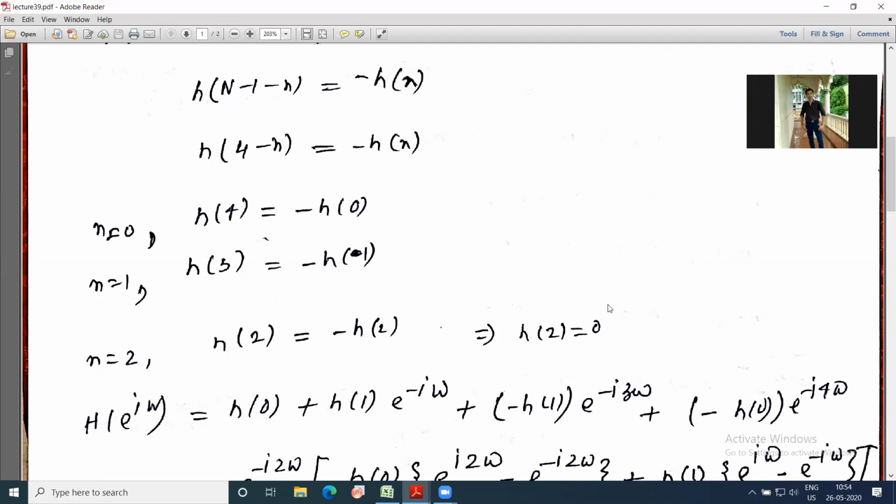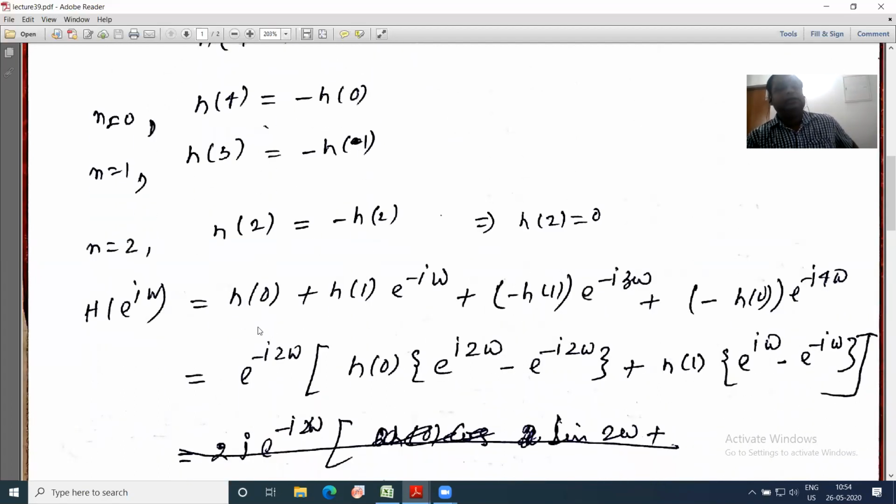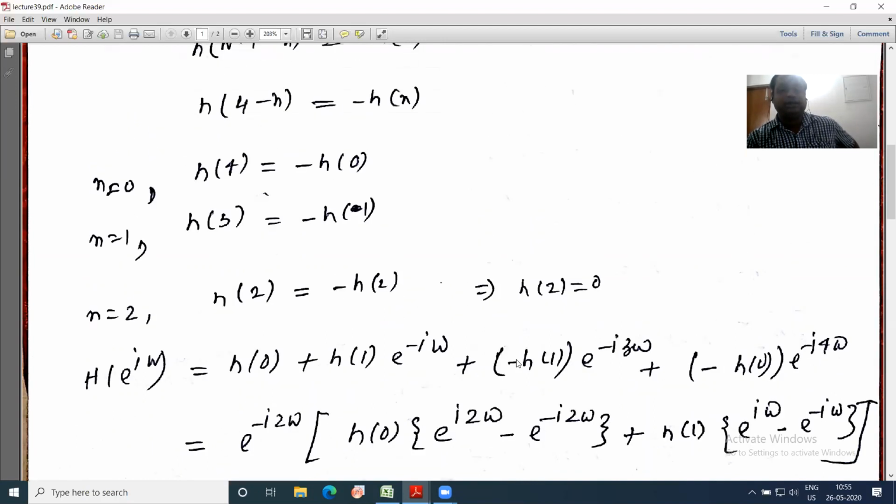So this is one of the important understandings. This is also an important short question as well. Now, we look at what this important short question means for GATE or that level, not your university level. Anyway, so H of omega equal to h0 plus h1 e power minus j omega minus h1 e power minus j3 omega minus h0 e power minus j4 omega. How do I have written that?